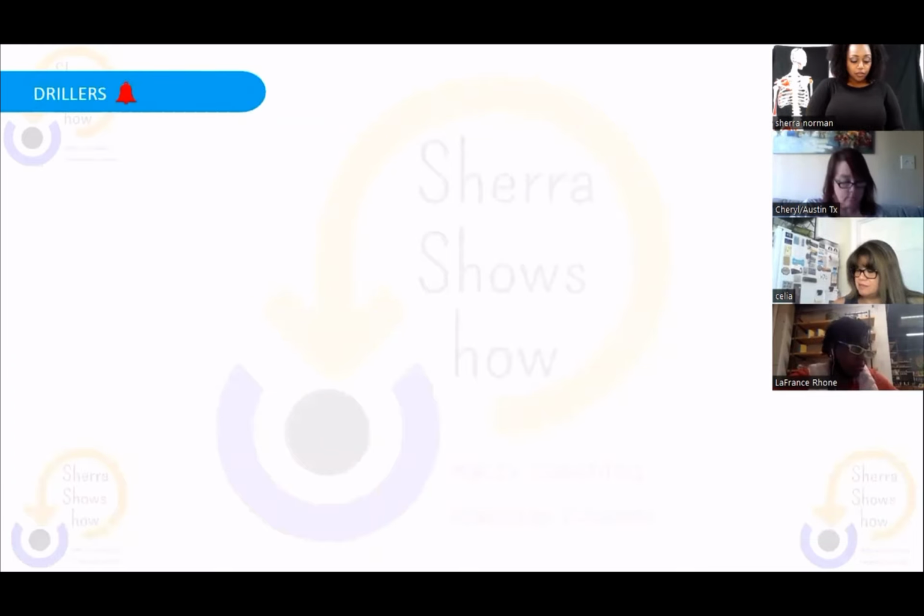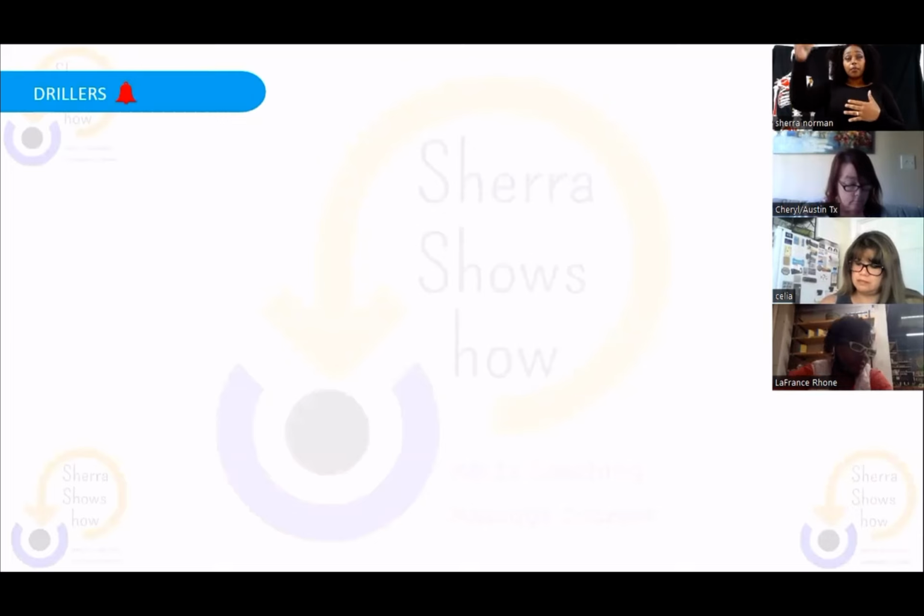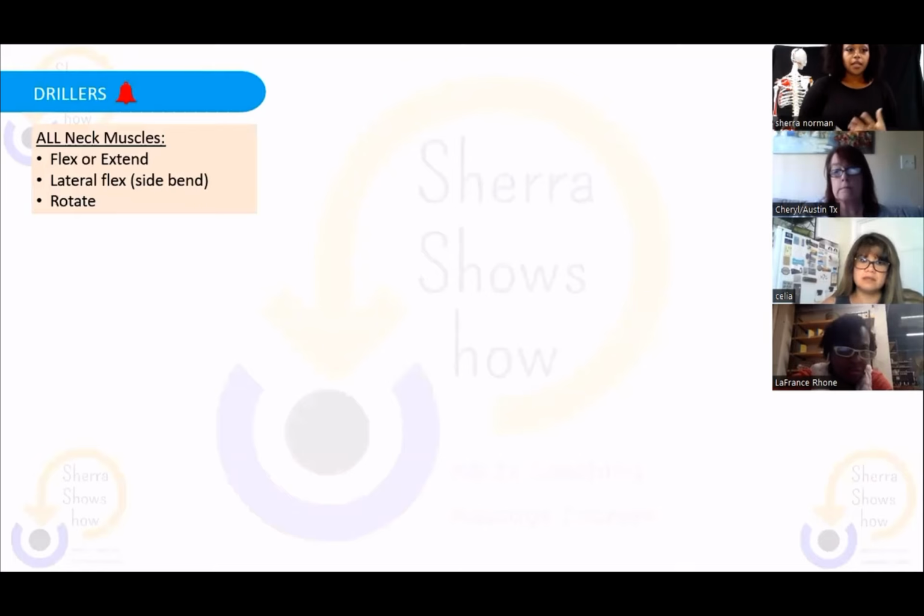But drillers, right? These are facts that I like my students to fully understand, and they stay up on my board. We talk about them constantly so that as we're going through these muscles and we say, okay, that's a neck muscle, what does that mean? It does three things. Here's the first one. Neck muscles flex or extend. They side bend because there's one on each side, and they rotate because there's one on each side.